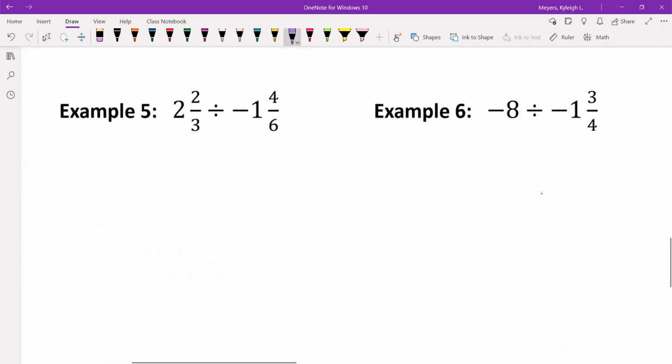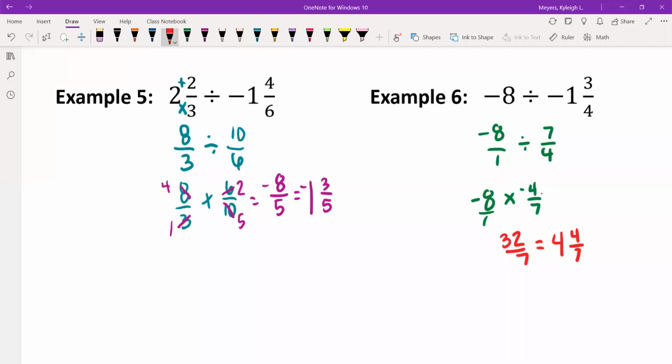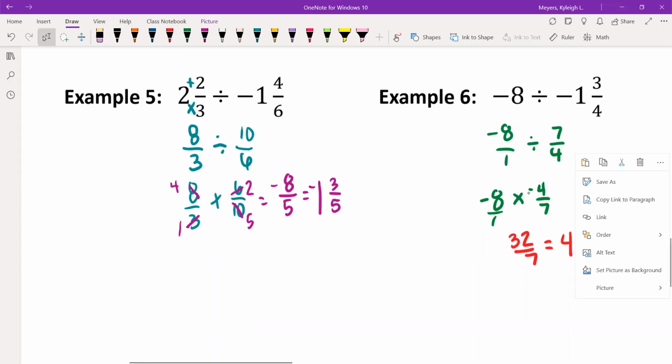Okay. Now I want you to try examples 5 and 6 all on your own. Make sure you simplify as much as possible. All right. Hopefully you got 1 3/5. And then 4 4/7 is what you should have gotten. If you need to look at the work, there it is for you. But otherwise, ask in class.